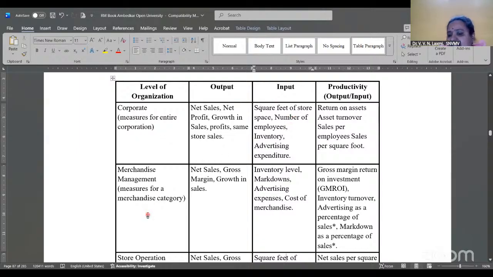When it comes to merchandise management, that is, when we are talking about the merchandise performance, we will be looking at gross margin return on investment. That is one approach. One can calculate GMROI, or the inventory turnover ratio can be calculated, or we can look at advertising as a percentage of sales, or markdown as a percentage of sales. That is advertising expenditure versus sales, or whatever the sales promotional expenditure that is incurred versus sales.